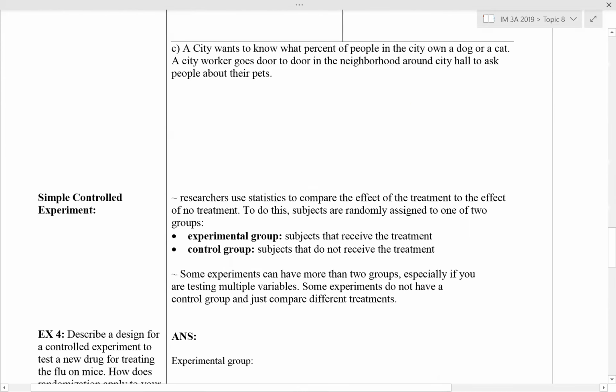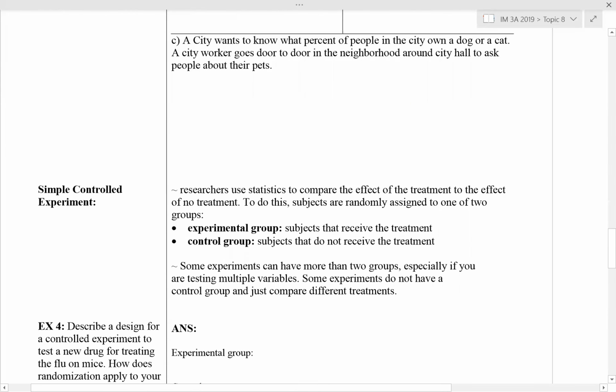The last one here is that the city wants to know what percent of people in the city own a dog or cat. A city worker goes door to door in a neighborhood around the city hall to ask people about their pets. So ultimately, we could think about this as a cluster because they're just choosing one neighborhood. But the key here is that it is around City Hall. And so that means that it's close in proximity, right? So when it's close in proximity, that is something that is convenience, which is likely to be biased.